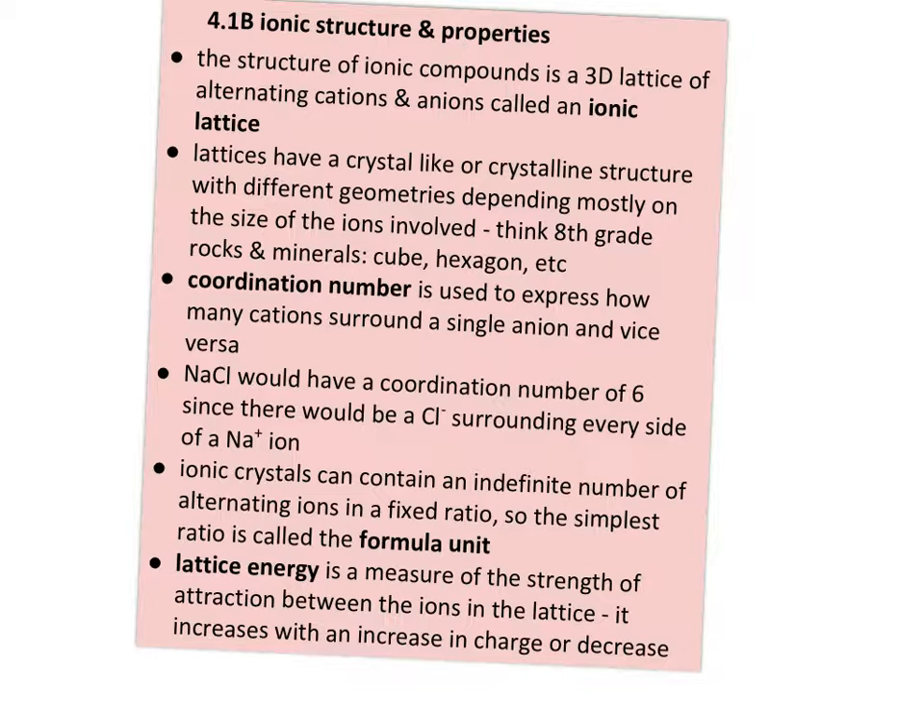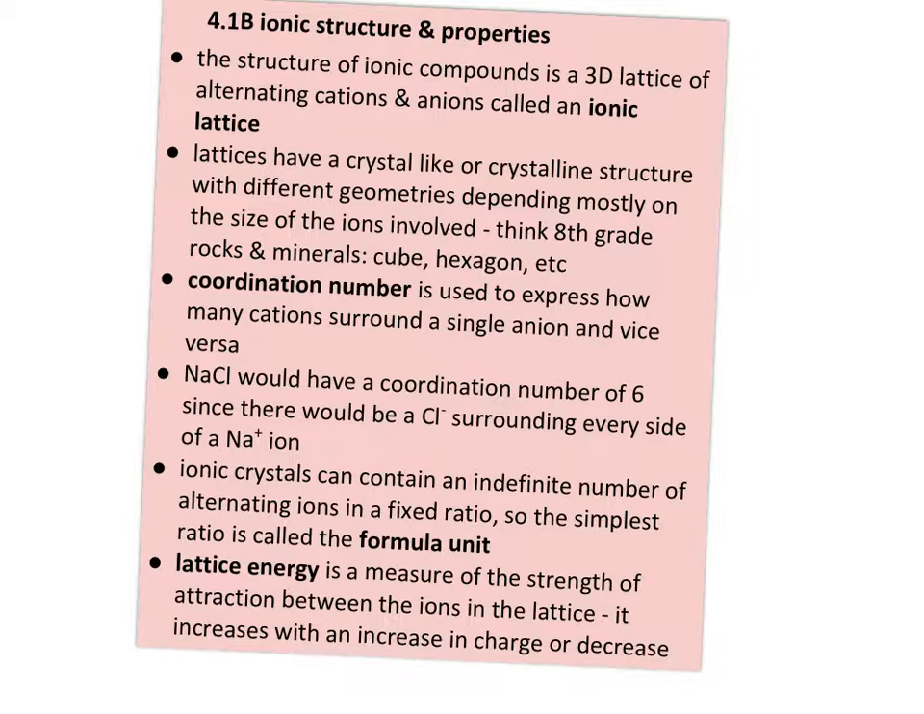The coordination number is used to express how many cations surround a single anion and vice versa. And this is a little bit different than the formula unit. For example, NaCl, the formula unit or ratio is 1 to 1, but the coordination number would be 6, because remember there's 6 sides to each atom. And when you think in 3 dimensions, just like a dice, there'd be 1 chlorine on every side of the Na plus ion. So that's where that coordination number of 6 comes from.